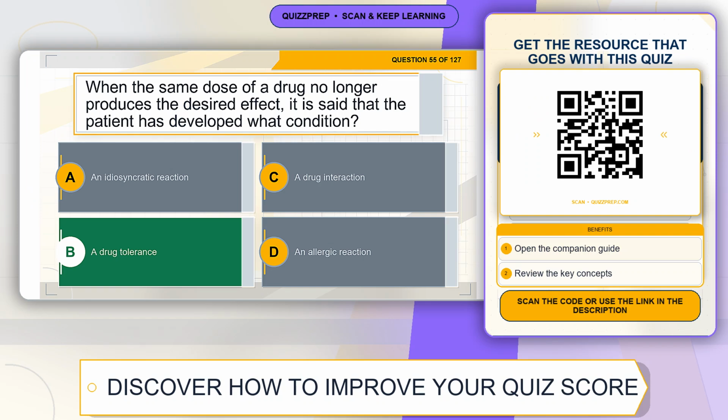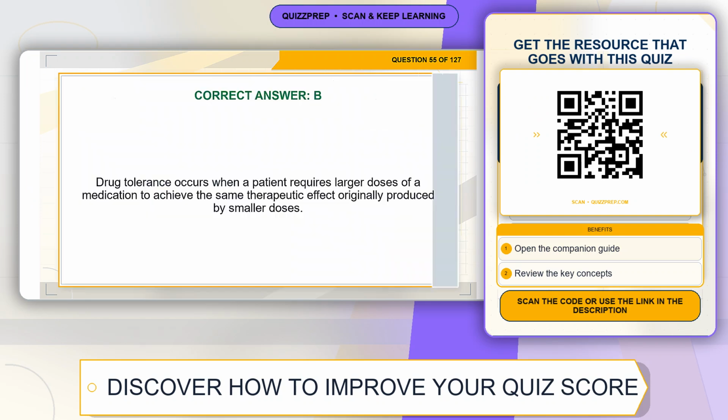The correct answer is option B, a drug tolerance. Explanation. Drug tolerance occurs when a patient requires larger doses of a medication to achieve the same therapeutic effect originally produced by smaller doses.